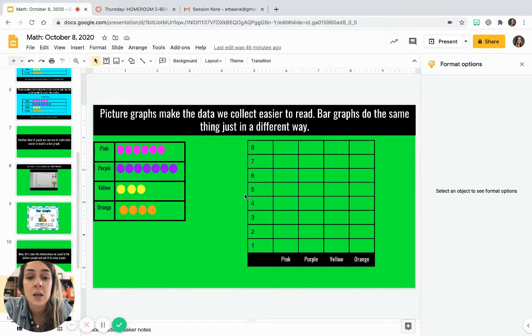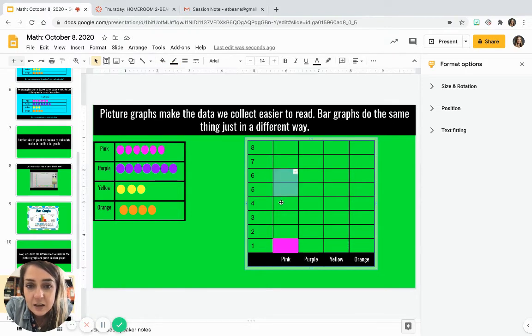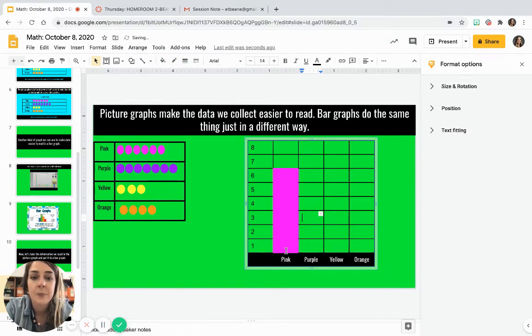I see 6. So here's my bar graph. I already have it labeled at the bottom: pink, purple, yellow, and orange. And then I have my numbers going up. Now, one box equals one person. So I'm going to fill this box in pink because I want to know how many people. I'm going to color it pink. Perfect. So that shows me my line goes up to 6, so that 6 people chose pink.